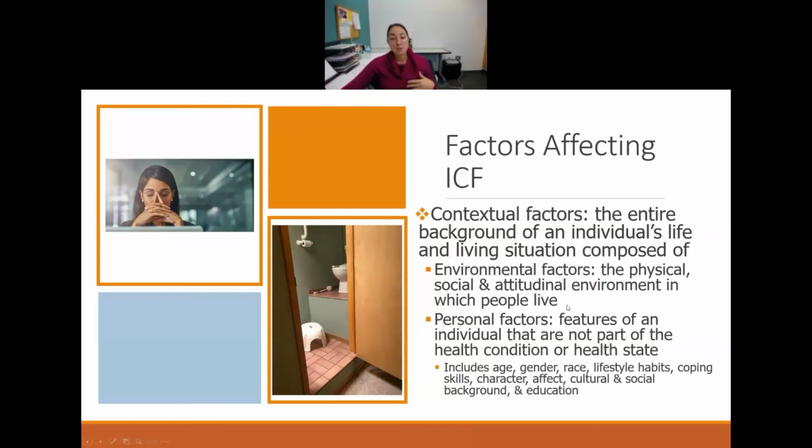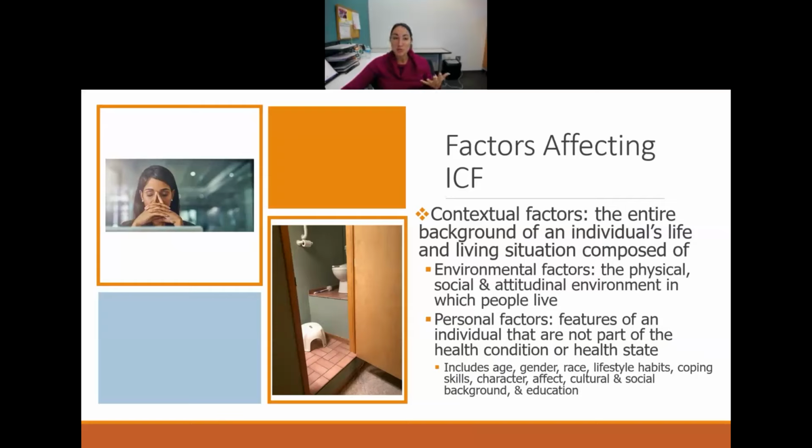So it could be their house. This is a house that would be very inaccessible. Or it could be the people they live around, everybody around them has issues. There's no real support or help, or no real urge or push, motivation to get better.